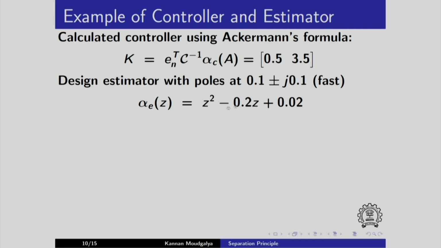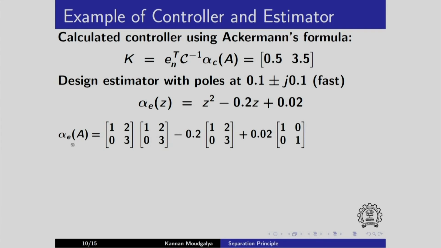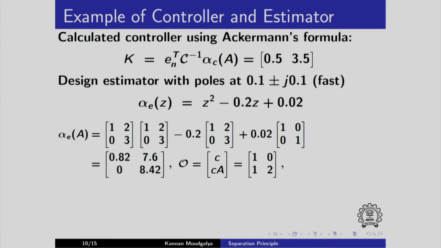So with this we get this alpha E as given here. You can evaluate alpha E of A because we want to use Ackermann's formula to arrive at LP. So let us calculate alpha E of A. If you simplify this, you will get this expression, and you can also calculate script O, which has C and CA, to be this 2 by 2 matrix, which is also non-singular, and hence you can find its inverse.